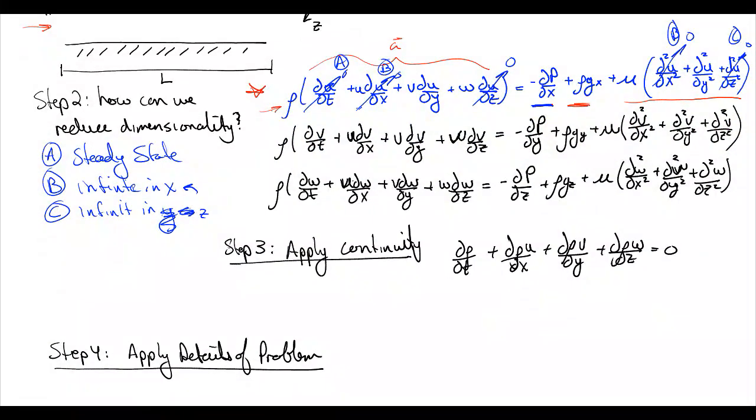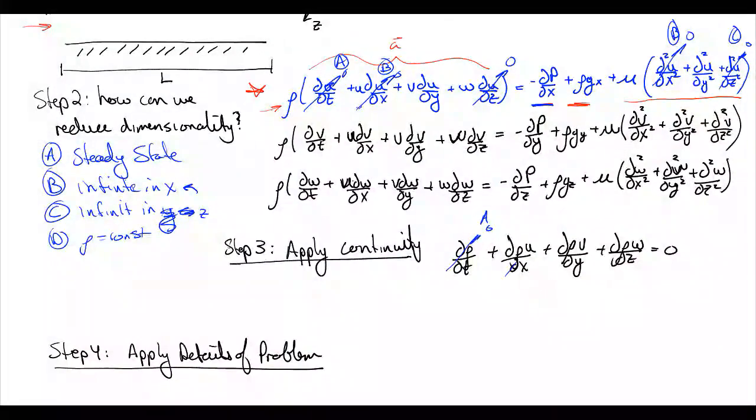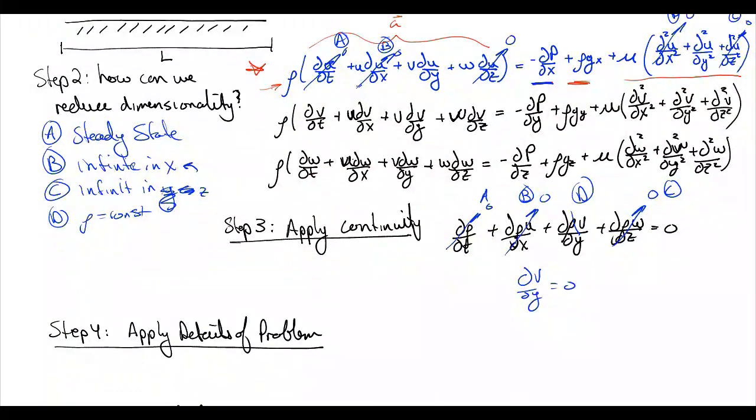We're going to apply continuity. First thing we're going to do, though, really quick, is assume density is equal to a constant, D. And when we apply continuity, this is equal to 0 due to A. du dx is equal to 0 due to B. dw dz is equal to 0 due to C. And we can cancel out rho due to D, which leaves us dv dy is equal to zero, or v is equal to a constant.